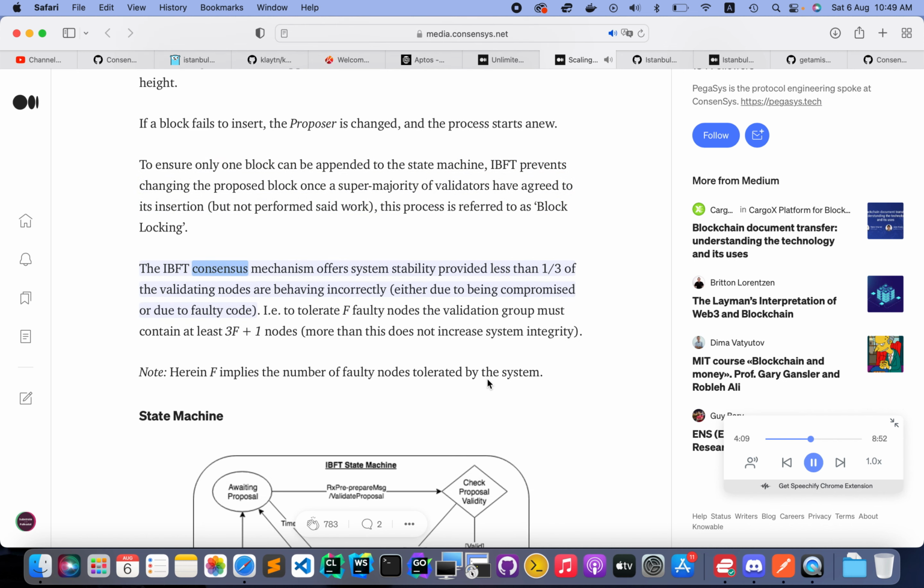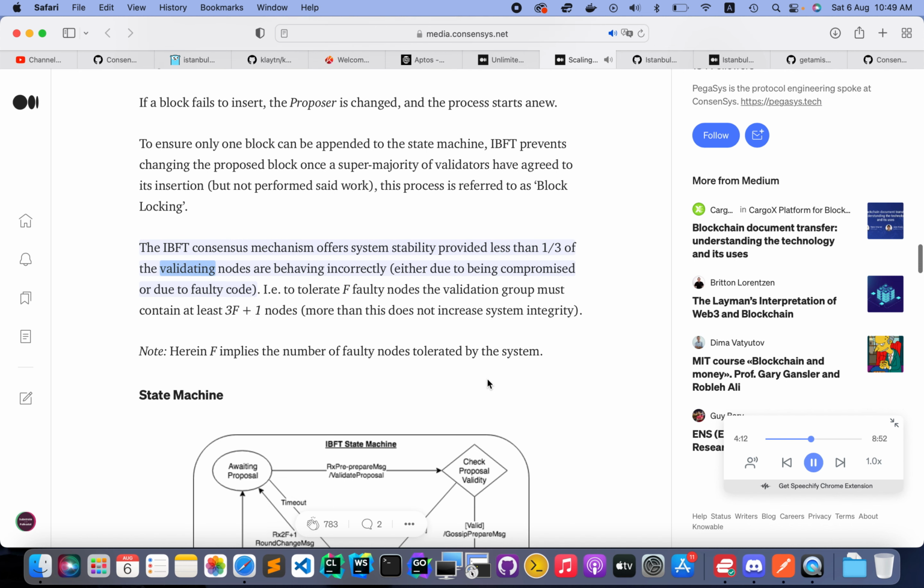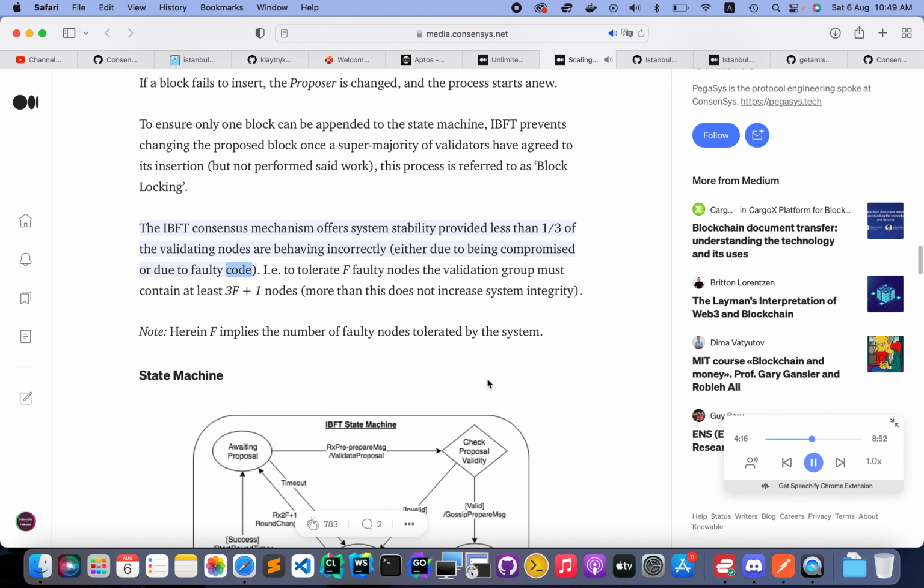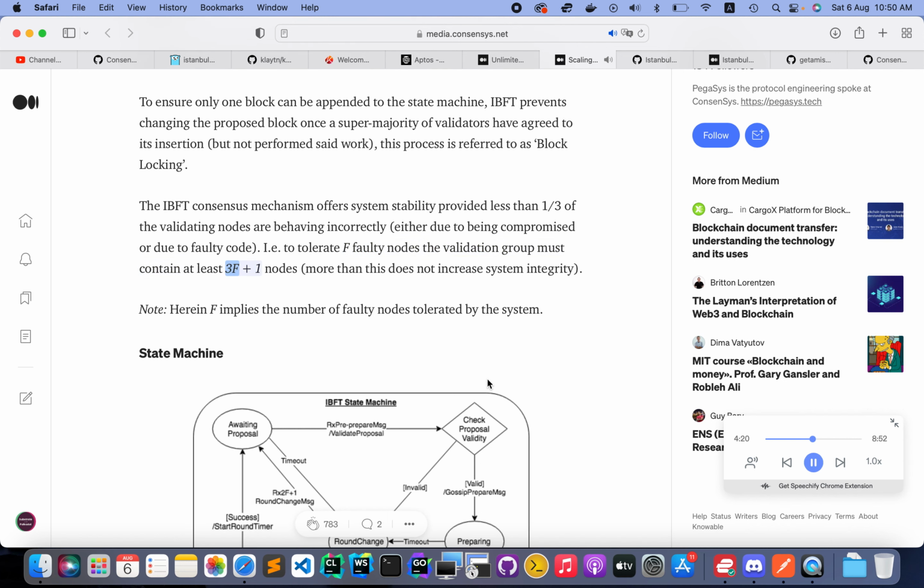The IBFT consensus mechanism offers system stability provided less than 1/3 of the validating nodes are behaving incorrectly, either due to being compromised or due to faulty code. I.e., to tolerate F faulty nodes, the validation group must contain at least 3F+1 nodes. More than this does not increase system integrity.